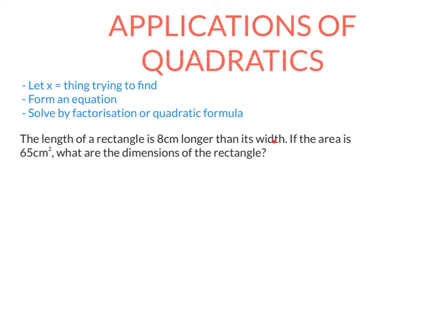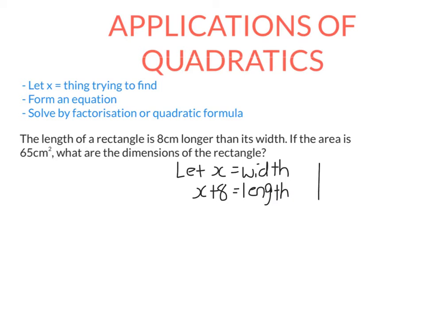The length of a rectangle is 8 centimeters longer than the width, and the area is 65 centimeters squared. What are the dimensions of the rectangle? So we're going to start off by letting x equal what we're trying to find. Here we want to find the length and the width, so let's let x equal the width. If the width of the rectangle is x and the length is 8 centimeters longer, x plus 8 will be the length. We don't want to introduce a second variable. We don't want to say let x equal the width and let y equal the length. We've never looked at solving quadratics that have x's and y's, just that have x's.